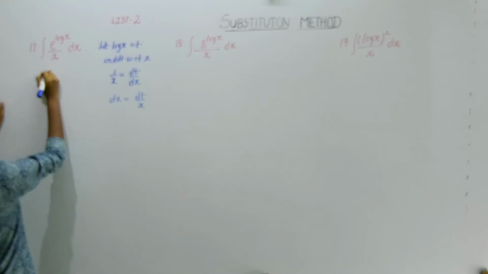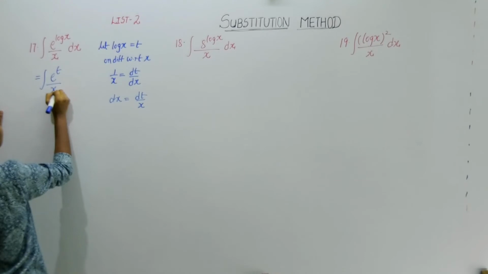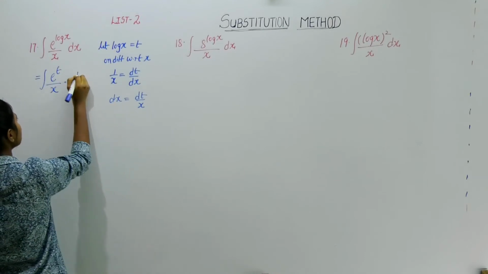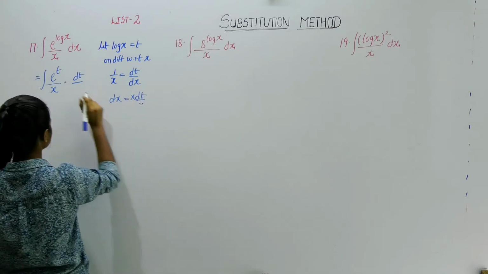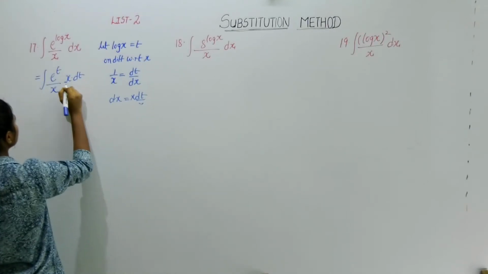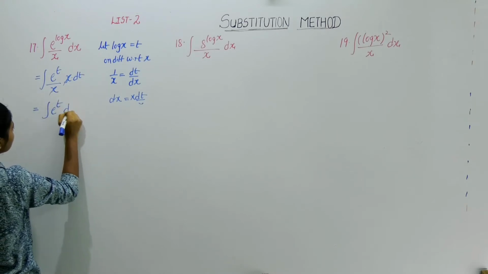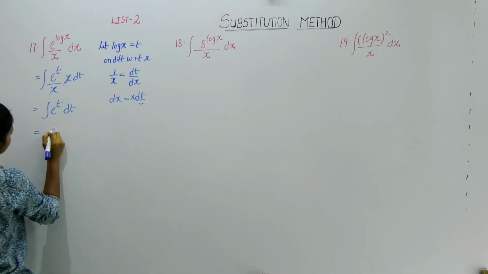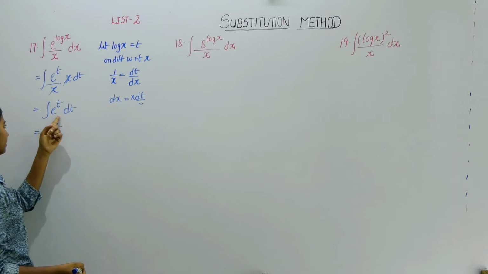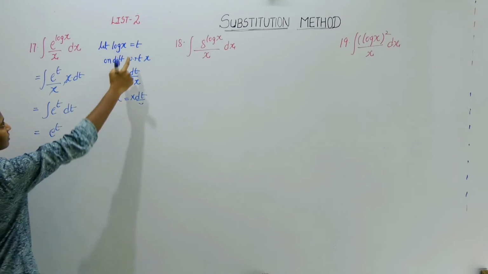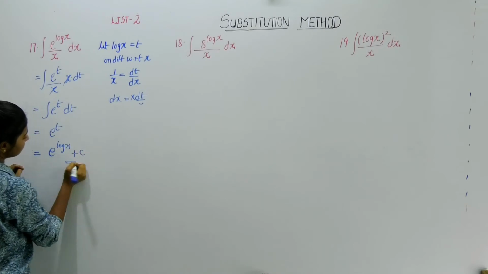When we substitute it here, we get e to the power of log x, the value is t, by x into, in the place of dx, we substitute x into dt. Now this x and x get cancelled, and we have integral e power t dt, which is equal to e power t. Integral e power x dx is e power x, and integral e power t dt is e power t. Now what is the value of t? It is log x, so e to the power of log x plus c.